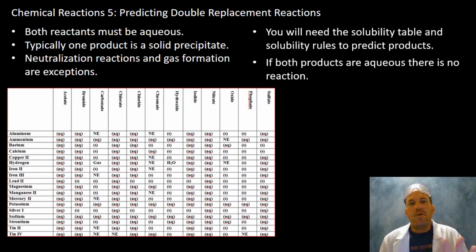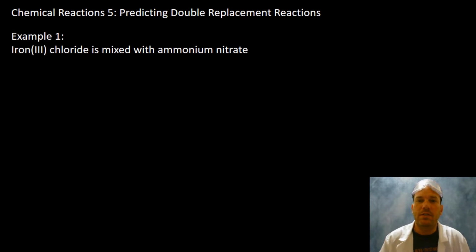Now, if both products are also aqueous, there is no reaction. That's one way for sure you'll know. You have your reactants, they're both aqueous, your products are aqueous. Well, this simply does not occur. And some of the chemical reasoning behind that is coming up in units that we will get into. But at this point, if the products are aqueous, there's no reaction. So let's get started with our first example here.